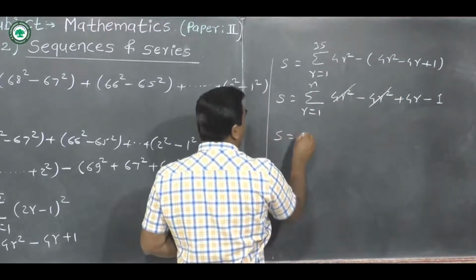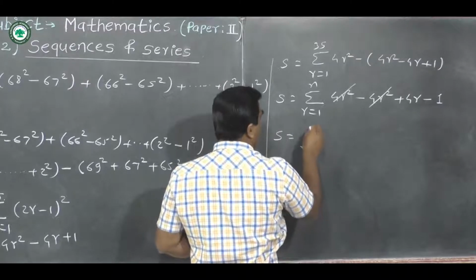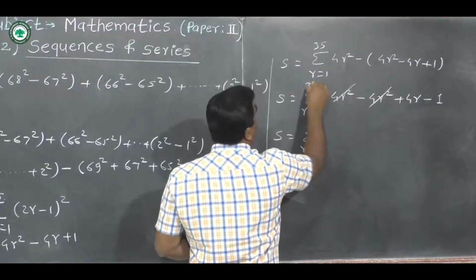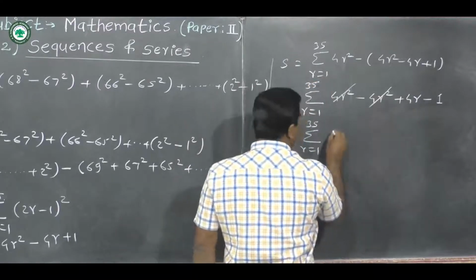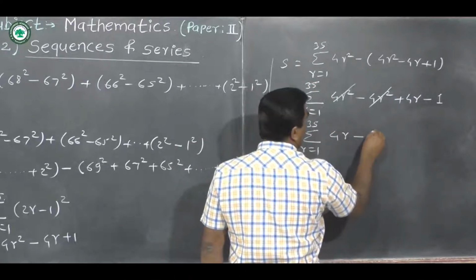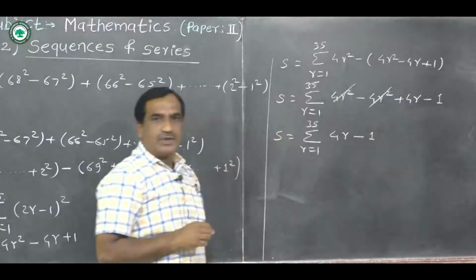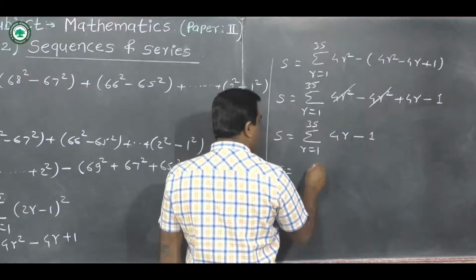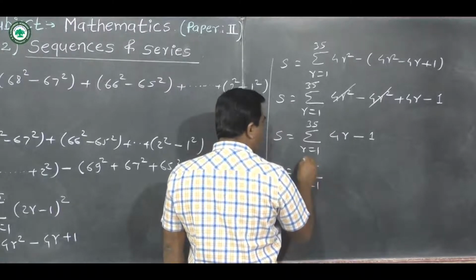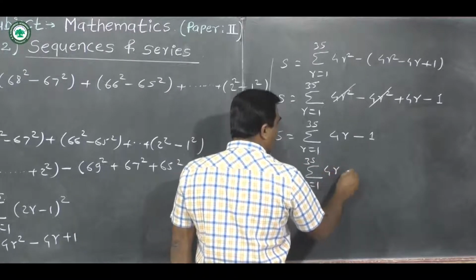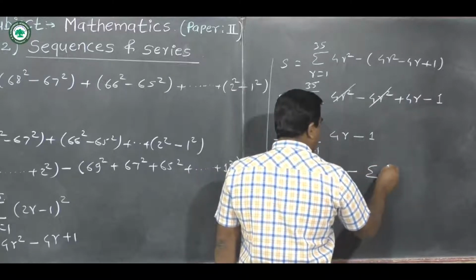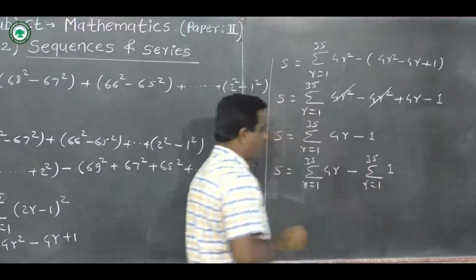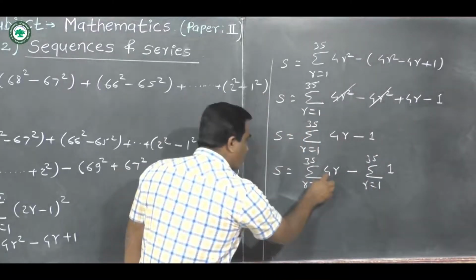Remains only S is equal to summation r goes from 1 to 35, remains here 4r minus 1. Okay, now we can take separate summation for each term, that is S equal to summation r goes from 1 to 35, 4r minus summation 1 r goes from 1 to 35. Now we can use property here again.